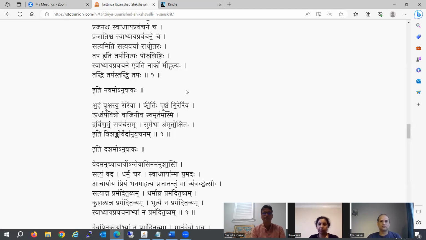Aham Vrukshasya Reriva Kirti Prishtam Girereva Kirti Prishtam Girereva Urdhva Pavitro Vajinis Svamrutamasmi. Vajinivas Svamrutamasmi. Urdhva Pavitro Vajinivas Svamrutamasmi. Dravinagam Savarchasam Sumedha Amrutokshitah Iti Trishankor Vedanu Vachanam.